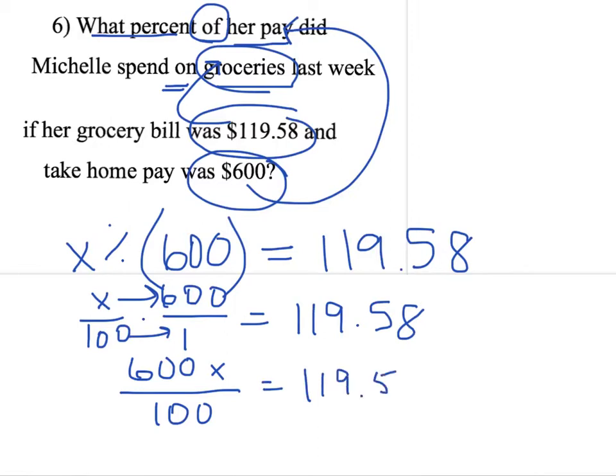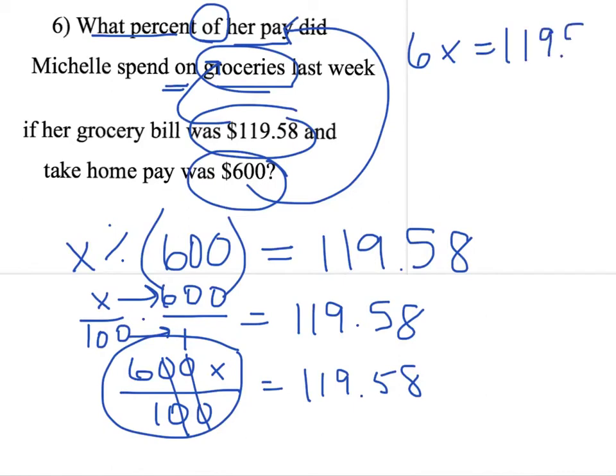But now, if I look at the left side of the equation and I look at this fraction, I can simplify this fraction. I can divide by 100, which will cancel those zeros out, and I'm left with 6x. And I'm going to start up here on the corner. 6x is equal to 119.58, which makes the process a little simpler by making the numbers smaller to deal with.